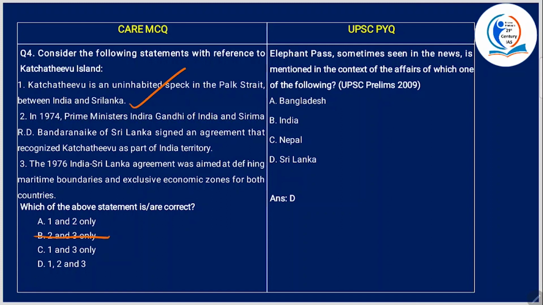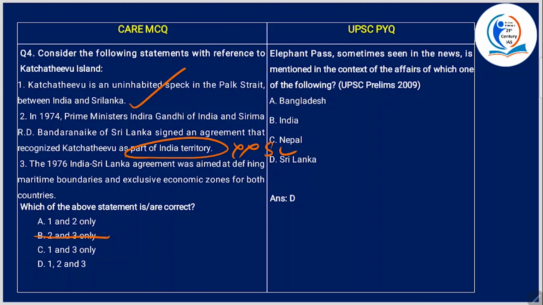Now, in 1974, Prime Ministers Indira Gandhi of India and Sirimavo Bandaranaike of Sri Lanka signed an agreement that recognized Kachativu as part of Indian territory. It is not part of Indian territory, it is part of Sri Lanka. Alright, so the second statement is wrong.